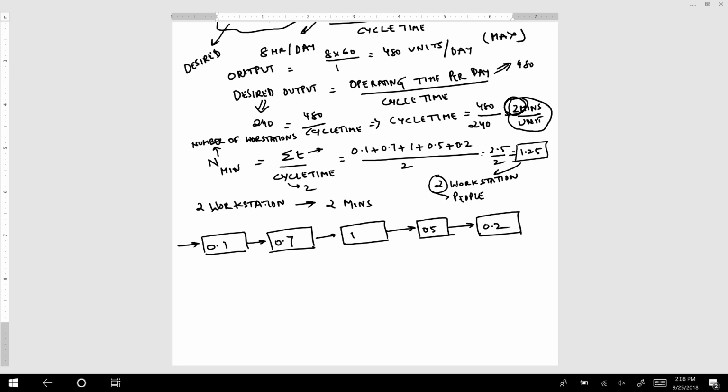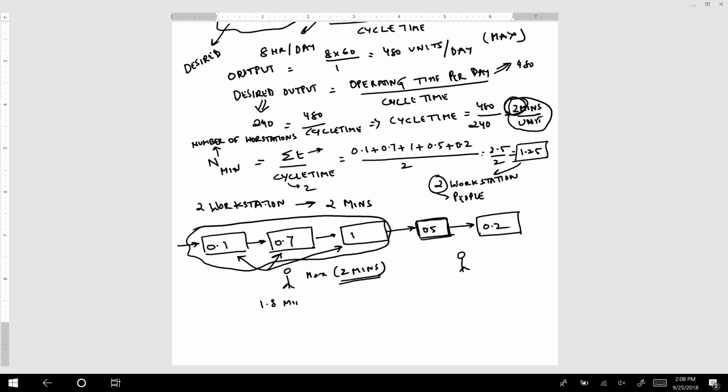So now I have to assign 2 people, and each person can at max work 2 minutes. So for the first person I will assign, this is 0.1 plus 0.7 is 0.8 plus 1 is 1.8. I can't assign this next one because then it becomes 2.3, which crosses 2 minutes. So I will assign these 3 tasks to the first person. So this is 1.8 minutes I assign to the first person, and I can assign the second person these 2, which is 0.7 minutes. So that means out of 2 minutes the first person works 1.8 minutes. That means 0.2 minutes this person is idle, and this person is idle 1.3 minutes.